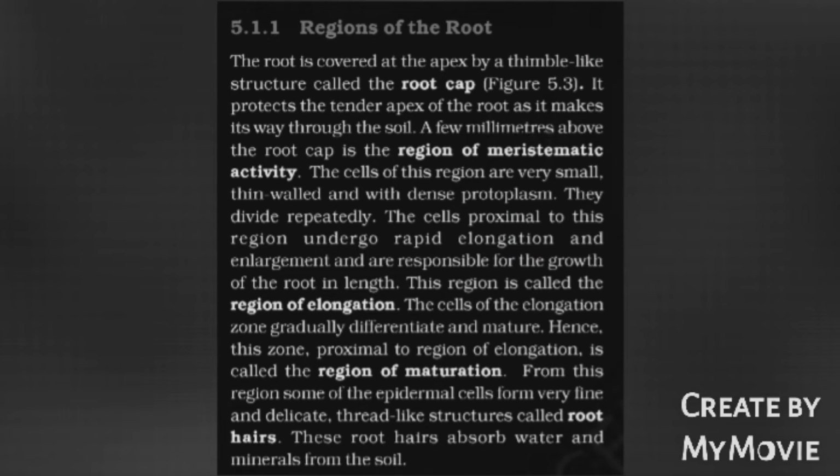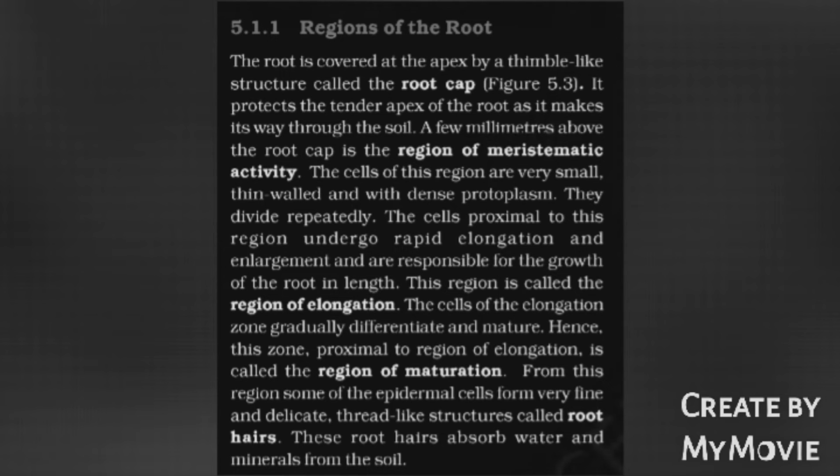The root is covered at the apex by a thimble-like structure called the root cap. It protects the tender apex of the root as it makes its way through the soil. A few millimeters above the root cap is a region of meristematic activity. The cells of this region are very small, thin-walled and with dense protoplasm. They divide repeatedly. The cells proximal to this region undergo rapid elongation and enlargement and are responsible for the growth of the root in length.